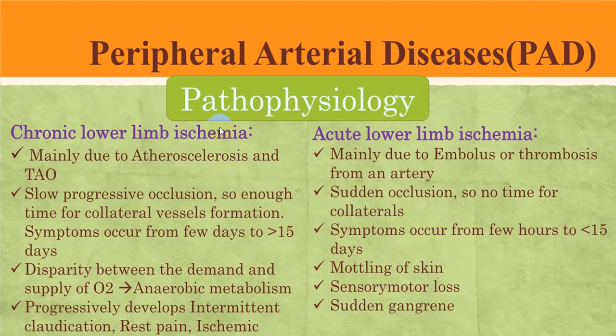While in chronic limb ischemia, it is very commonly because of atherosclerosis or a disease like TAO. It is a slowly progressive occlusion. Symptoms will take more than a few days, maybe even more than 15 days. There is an imbalance of oxygen supply and demand. So it produces anaerobic metabolism leading to intermittent claudication followed by rest pain and then ischemic ulcer and gangrene. While here, it will occur very fast.